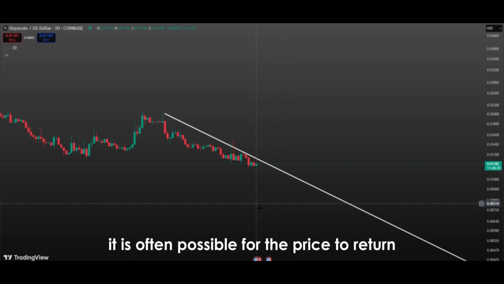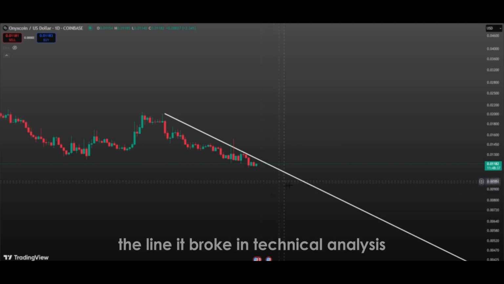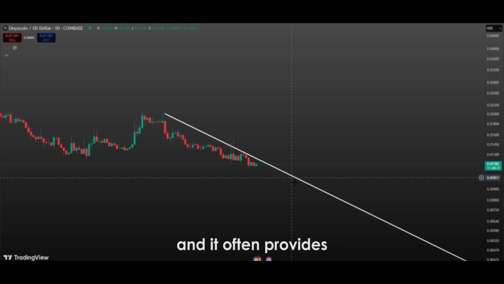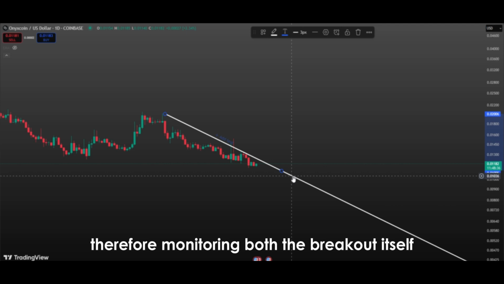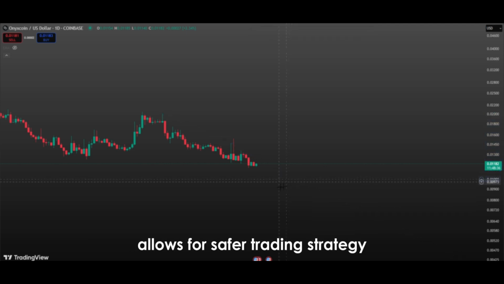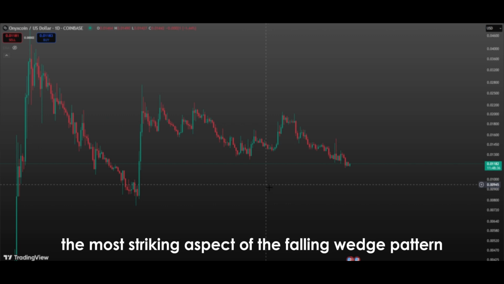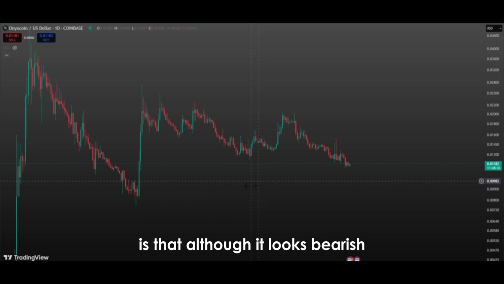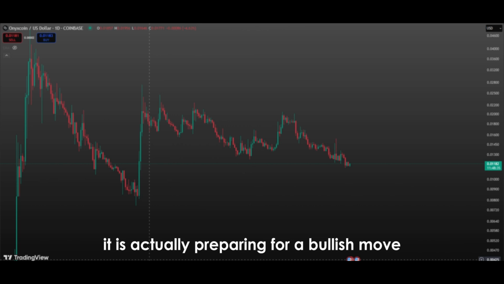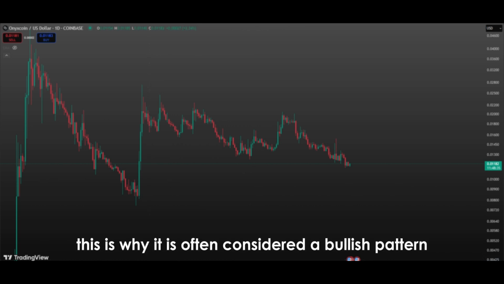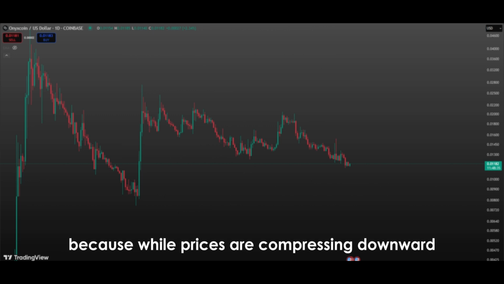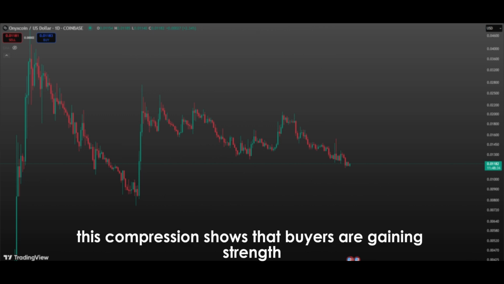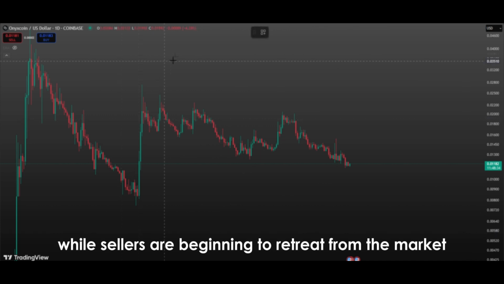In addition, it is often possible for the price to return for a while to test the line it broke. In technical analysis, this movement is called a throwback, and it often provides investors with a second entry opportunity. Therefore, monitoring both the breakout itself and possible pullbacks allows for safer trading strategies. The most striking aspect of the falling wedge pattern is that although it looks bearish, it is actually preparing for a bullish move. This is why it is often considered a bullish pattern in technical analysis, because while prices are compressing downward, this compression shows that buyers are gaining strength while sellers are beginning to retreat from the market.